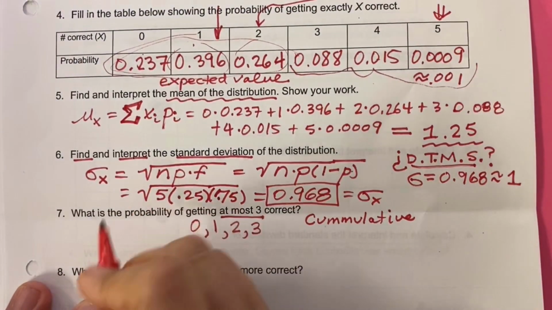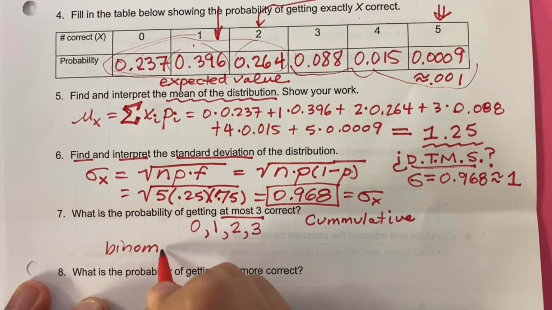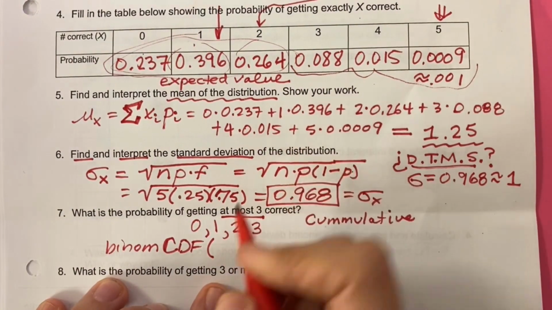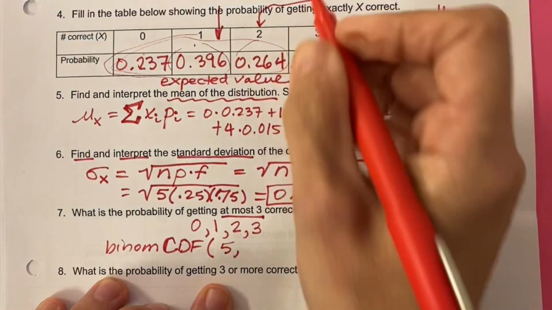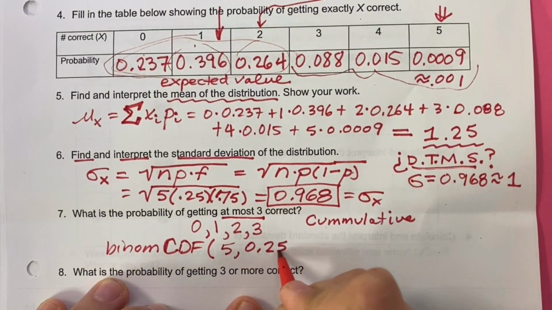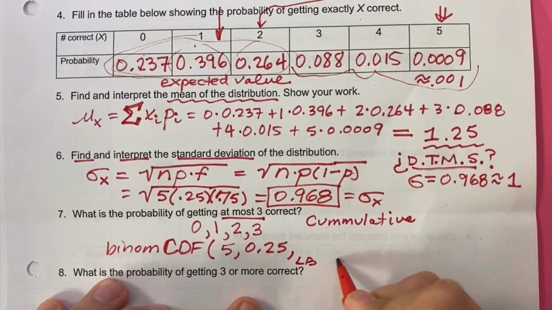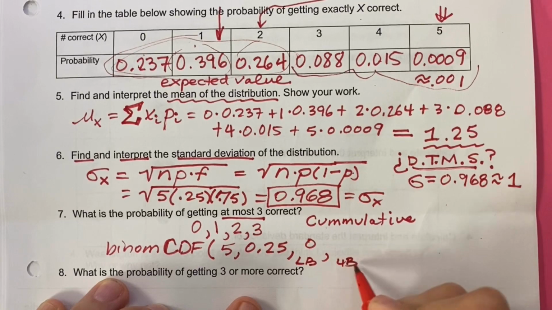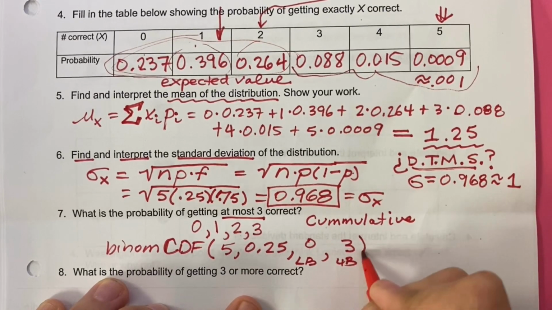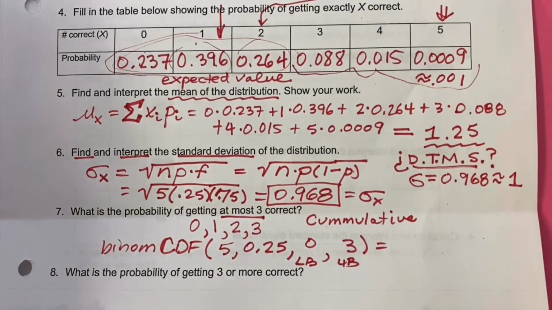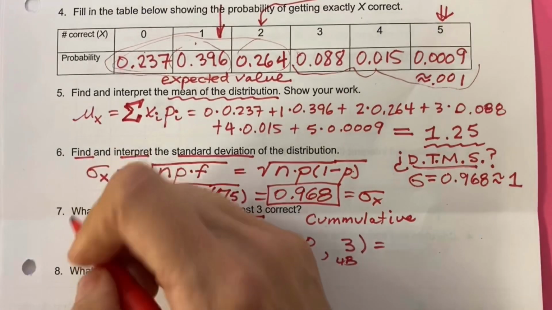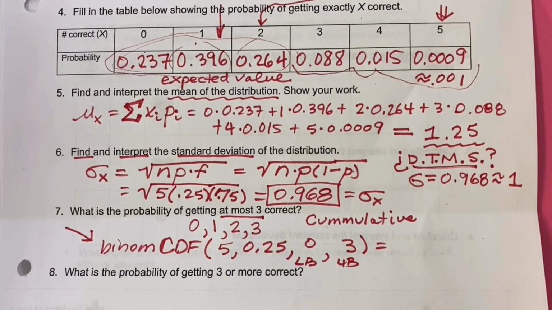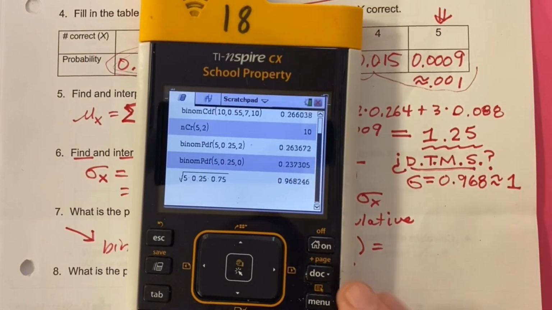So let's do it. I want a binomial CDF now. Okay, I still have 5. I still have my probability of 0.25, but now I have a lower bound and an upper bound. So my lower bound is 0 and my upper bound is 3. Okay, so let's calculate that using our fancy handy dandy calculator. And if you don't have one, Google the words binomial calculator or binomial CDF calculator and you'll find one.